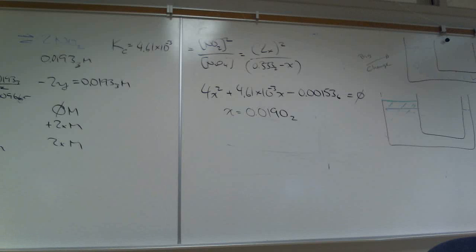0.3332 minus 0.01902. So it looks like we're allowed 3 decimal places. Oops, I'm supposed to subtract. Sorry, not add. So this is going to be 0.31318, all right, molar.